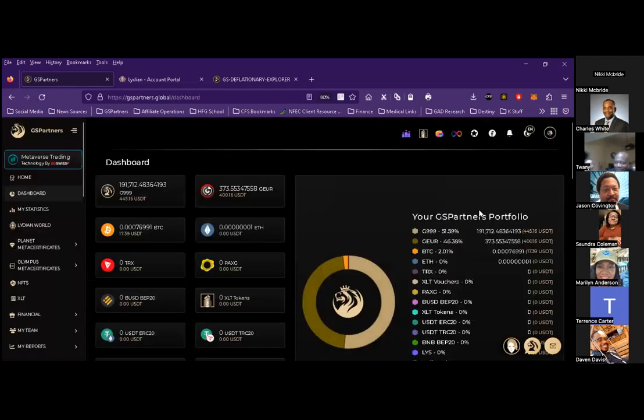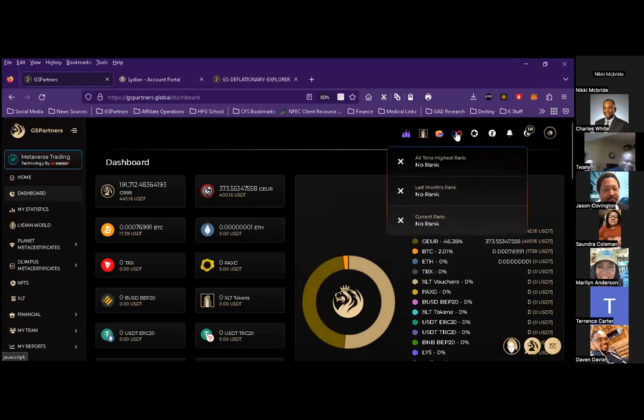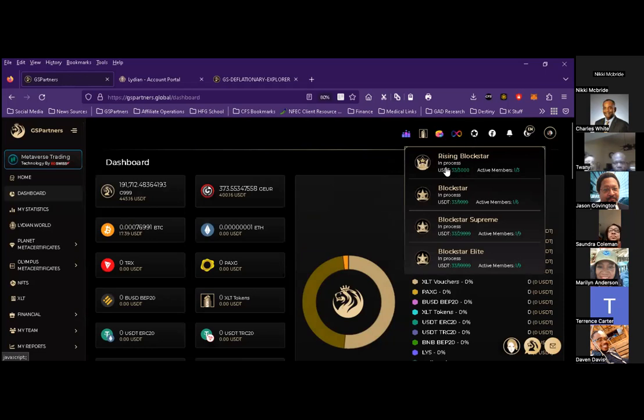All right, the next one, this is your infinity rank. This tells you the all-time highest rank, your last month's rank, and your current rank. Next to that is the Blockstar stuff. You can see Rising Blockstar and your progress toward Blockstar, Blockstar Supreme, and the new Blockstar Elite.